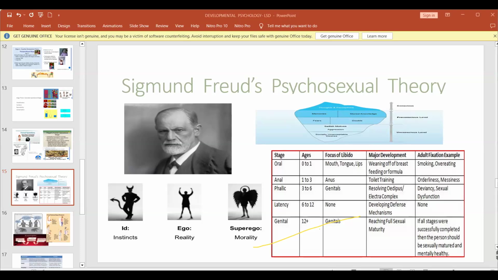Actually, according to Sigmund Freud, psychosexual development of personality happens in 5 stages. You can see oral, anal, phallic, latency, and genital.